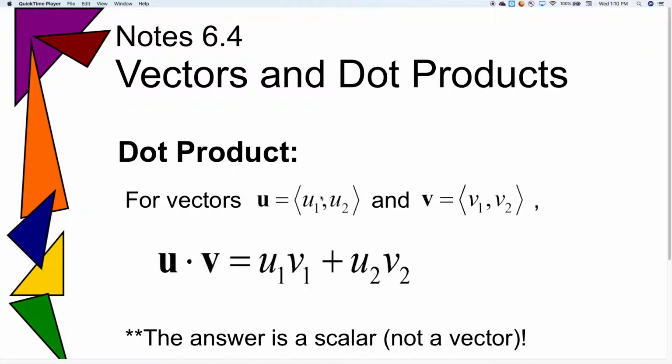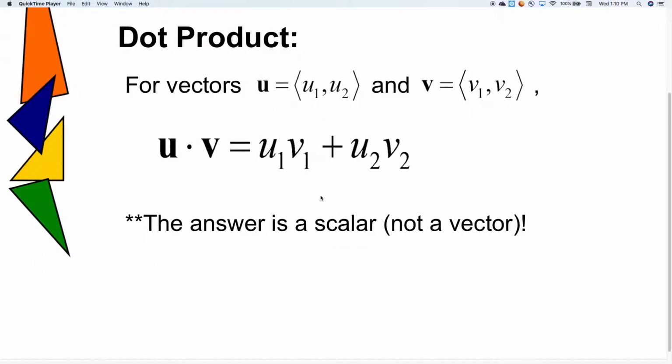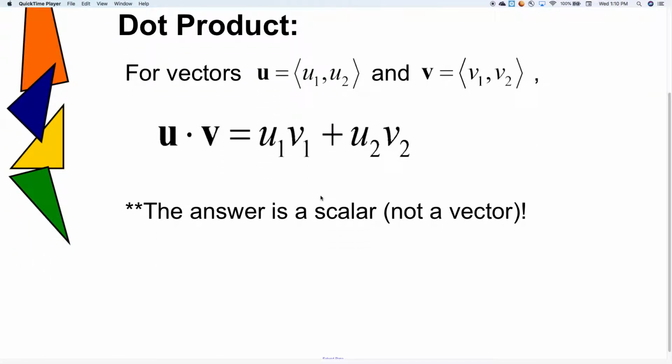U dot v is equal to u sub 1 times v sub 1 plus u sub 2 times v sub 2. So what you're doing is you're multiplying the horizontal components, you're multiplying the vertical components, and then you're adding those two products. Which means if you think about that with vectors, your answer is just a single number.